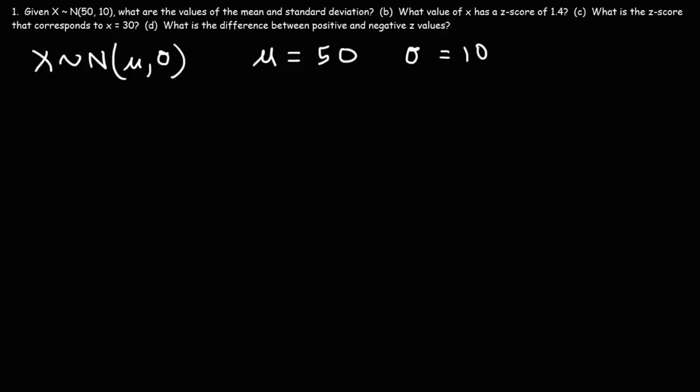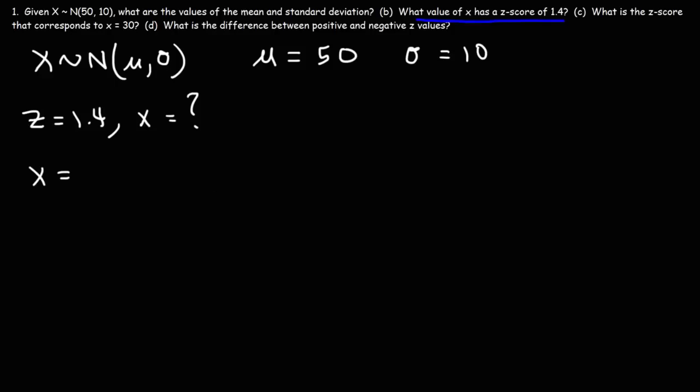Now, part B. What value of x has a z-score of 1.4? So if z is equal to 1.4, what is the value of x? What do you think we need to do? What formula should we use?